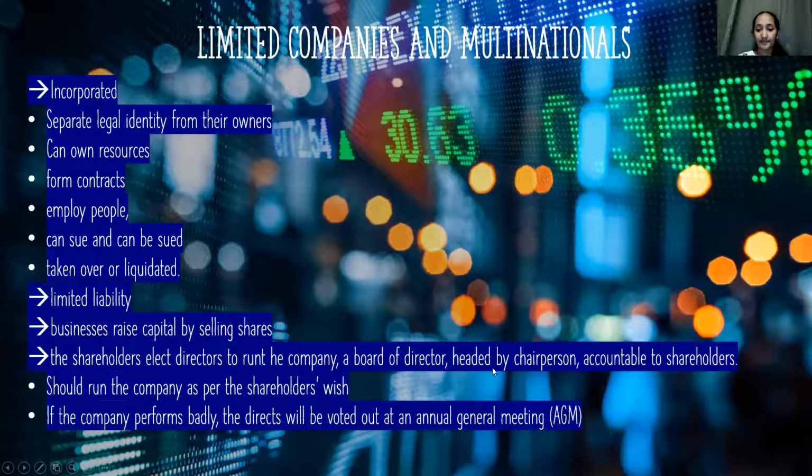A board of directors headed by a chairperson, accountable to shareholders, should run the company as per the shareholders' wish. If the company performs badly, the directors will be voted out at an annual general meeting. So, in this annual general meeting, the directors will be elected, and if the performance is bad, then they will be voted out.